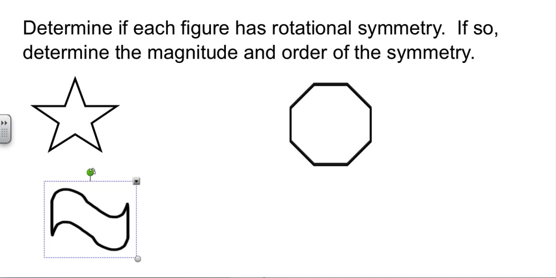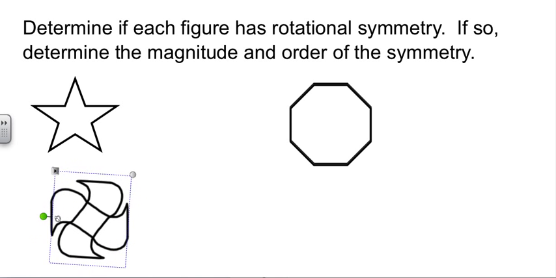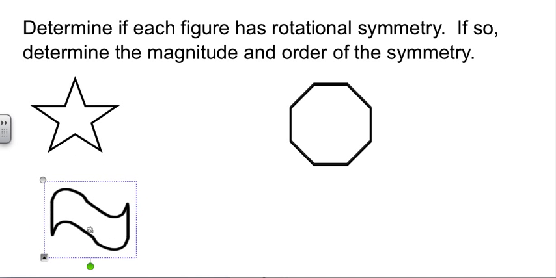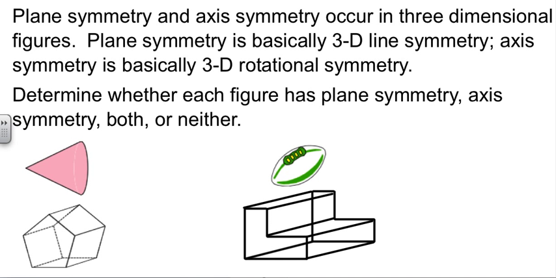Okay. Let's try this one. We've got an exact copy of it. As I rotate around, hey, I hit a good match there. 1, 2. So it has an order of symmetry of 2, which means 360 divided by 2, the magnitude is 180 degrees. Okay. That's not too tough then. The hardest part is picturing it. You may need to trace the picture and then rotate it so that you can see it.